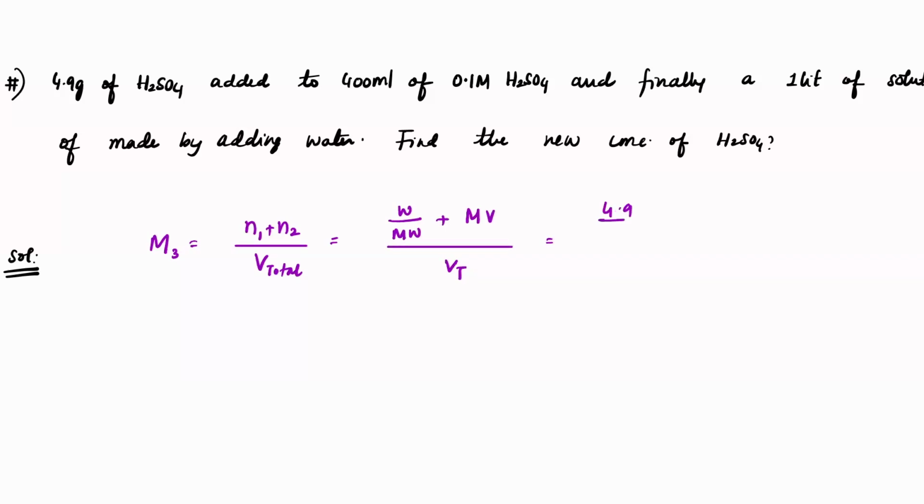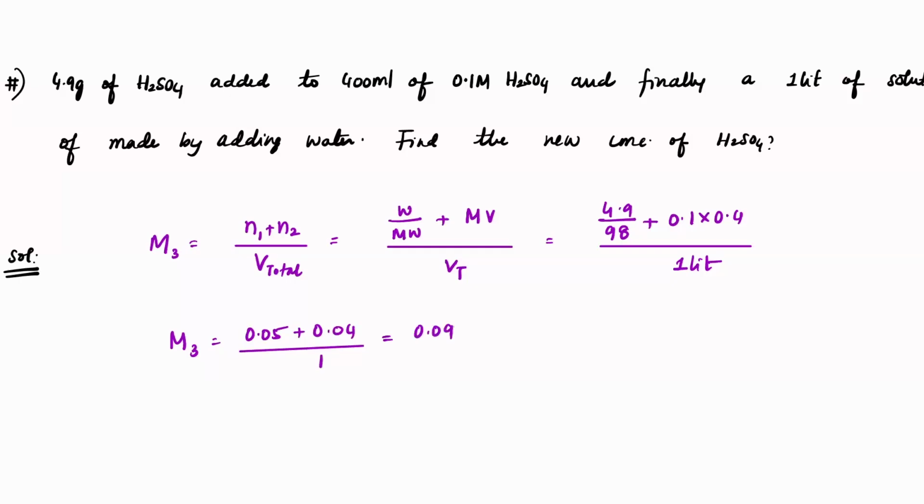Weight here is 4.9 by 98. This is one way of representing number of moles. Then 0.1 into 0.4, because everything I'm writing in moles, divided by total volume. Total volume is 1 liter. So M3 will be equal to, got it? This goes 1 by 20. So 1 by 20 is 0.05, plus 0.04 upon 1 liter, which is 0.09 capital M.